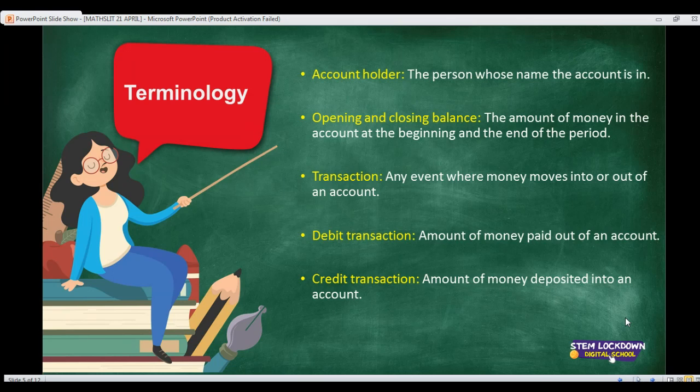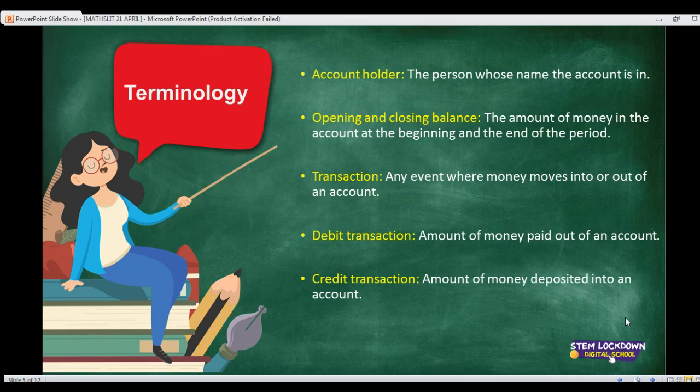So opening balance, this is the money you have at the beginning of April. And then closing balance, say we are working with April, this is a statement you receive in April. The opening balance for April 1 would be the closing balance for March 31. So what was the closing balance for March is the opening balance for the following month.